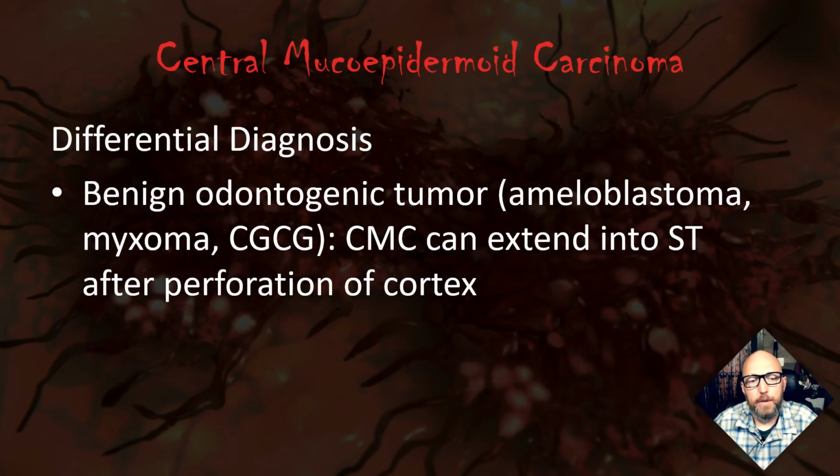But again, this is pretty rare, so I don't always have this high on my radar unless I look at something and the first impression is ameloblastoma, and I look closer at the borders and I see them somewhat ragged, and I might be concerned. I'm thinking one of those malignant varieties of ameloblastoma, or I'm thinking maybe central mucoepidermoid carcinoma.